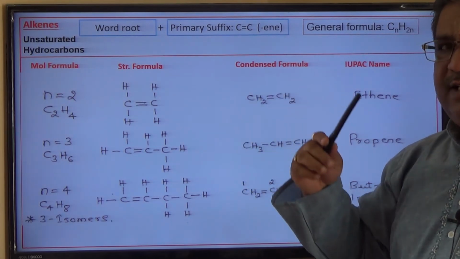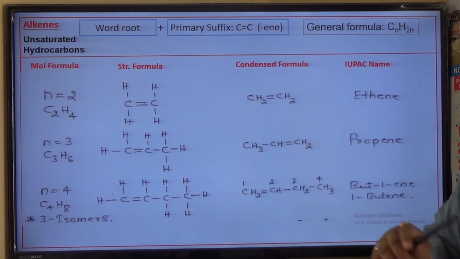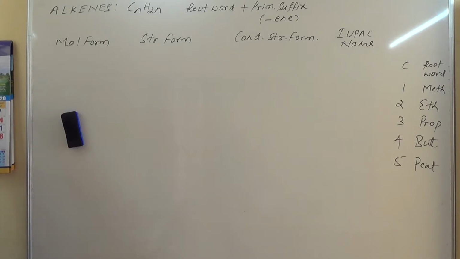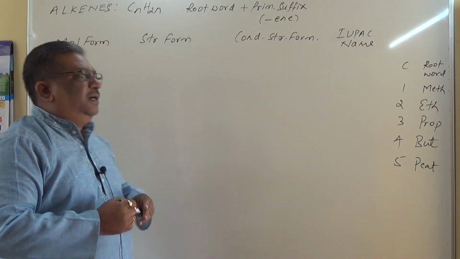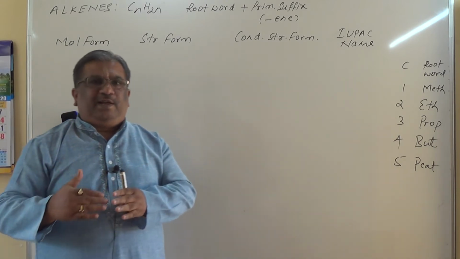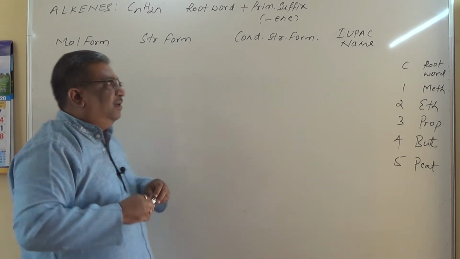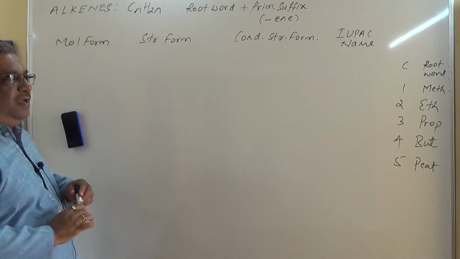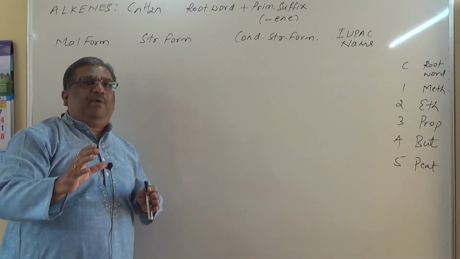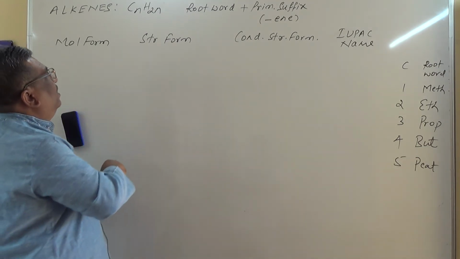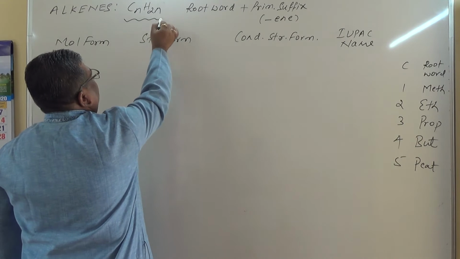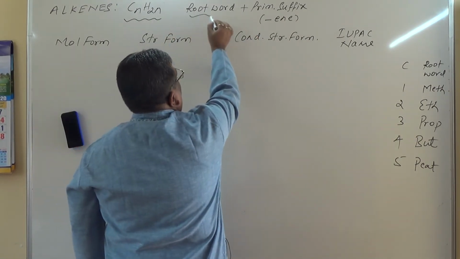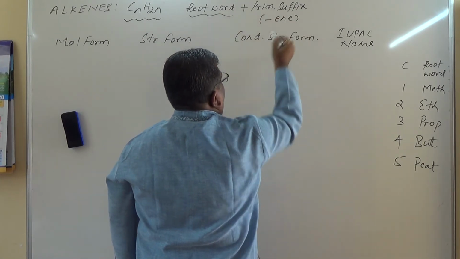So I'll write these things once again on the board and explain. Then you'll be directed to the PPT for making notes. Here, let us write IUPAC nomenclature for alkenes. Alkenes are unsaturated hydrocarbons consisting of a double bond between carbon atoms. General formula CnH2n. IUPAC nomenclature consists of root word and primary suffix "-ene".